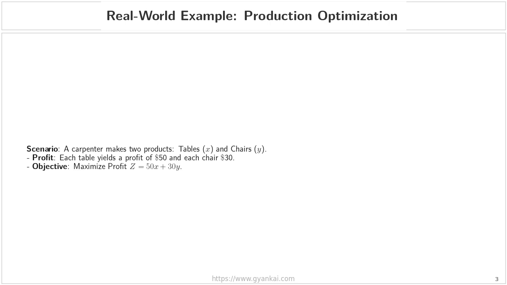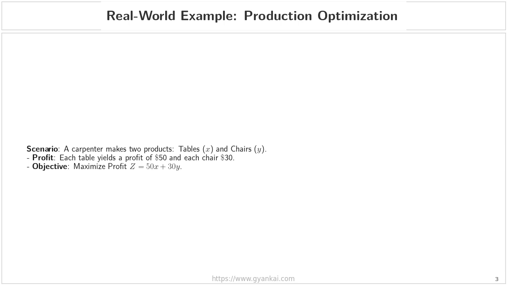Real-world example, production optimization. Now that we have understood the theoretical steps and the logic behind the method, let's put everything into practice with a real-world application. Imagine you are a carpenter running a small business. You produce two main products: tables, which we will represent by the variable x, and chairs, which we will represent by the variable y. To determine your business strategy, we first look at your profit margins. Each table you complete yields a profit of $50, and each chair yields $30. Our ultimate goal, or our objective, is to maximize your total profit, which we can write as z equals 50x plus 30y.